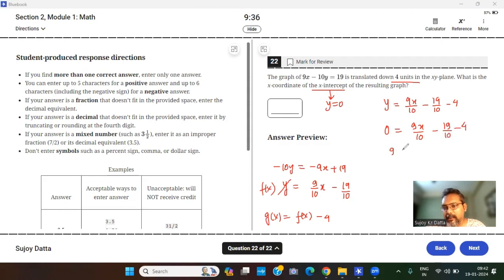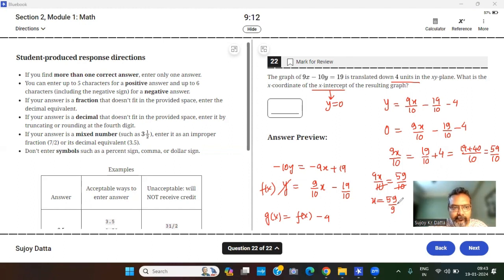So taking the constant terms to the other side, we have 9x over 10 equals 19 over 10 plus 4, which is, if you take the LCM, 19 plus 40, so that is 59 over 10. So 9x upon 10 is 59 upon 10. So x is 59 over 9. So we'll just plug in 59 over 9.